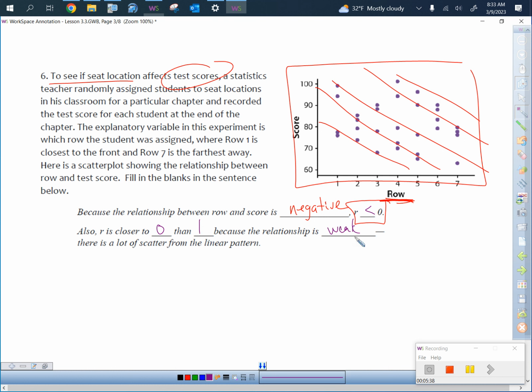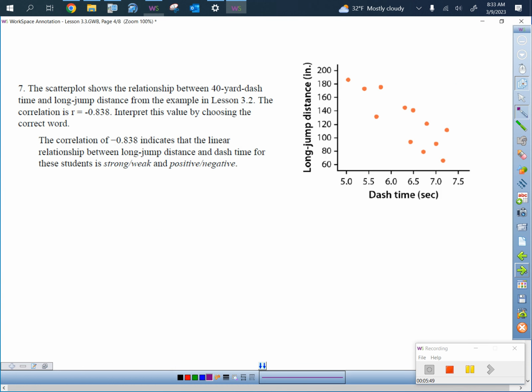So you'll have drop-down menus just like you do on homework. I just don't type any drop-down menus. But because the correlation is closer to 0, that's got to be weak. Cool. I will let you read this and give it a shot with your neighbor. You just got to circle which one is correct.